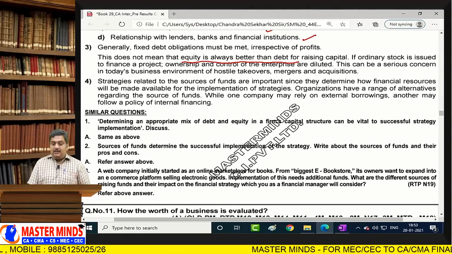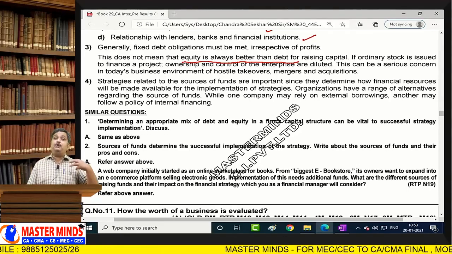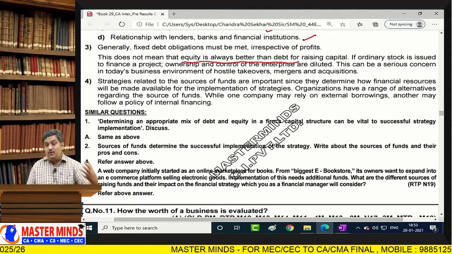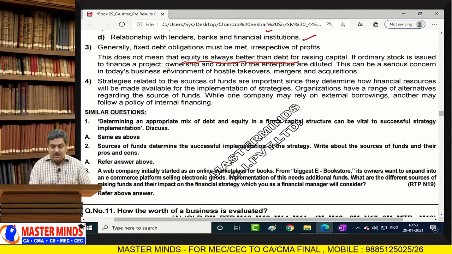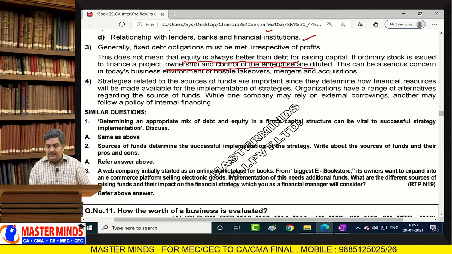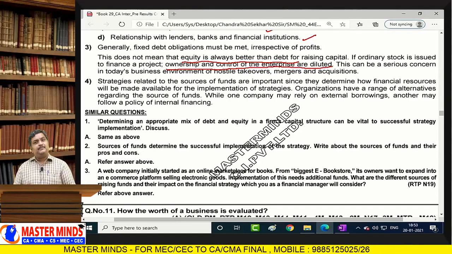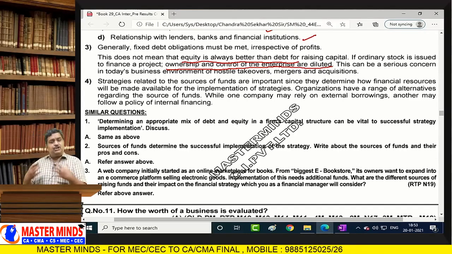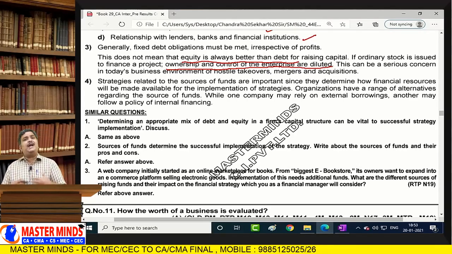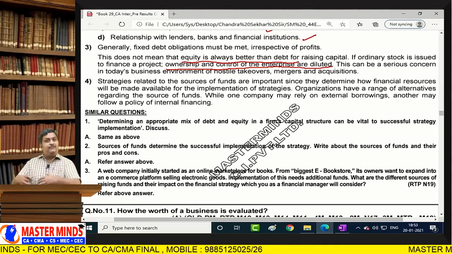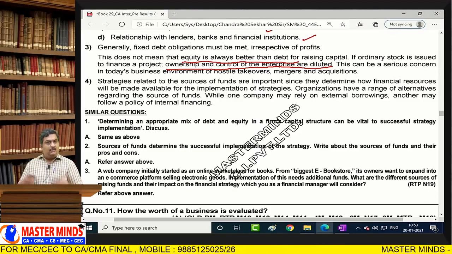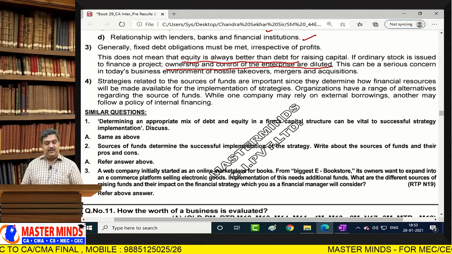See, for example, if you issue more equity to the general public, if you issue more shares to the general public, what happens? The ownership and control of the enterprise are diluted. Yes. The promoter's share will be diluted. The owner's share will be diluted because you have to issue shares to the public now. So your control over the organization will be diluted.